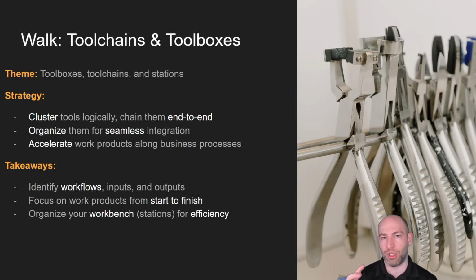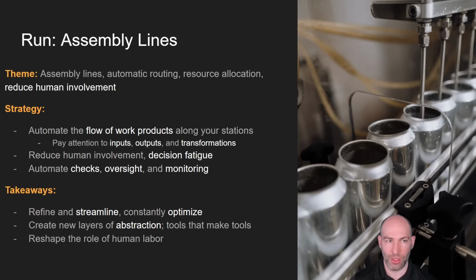And then you're starting to build the beginnings of the assembly line where you have stations that have those clusters of tools and work product moves seamlessly from one station to the next. And so this is the run phase, the assembly lines. And so how are these modified by artificial intelligence? In this case, you have automatic routing, automatic resource allocation, and you start to reduce human involvement. So again, it's about paying attention to the flow of work products from input to the transformations that happen to it, as well as the outputs.